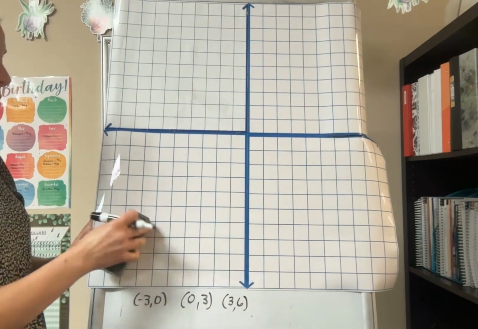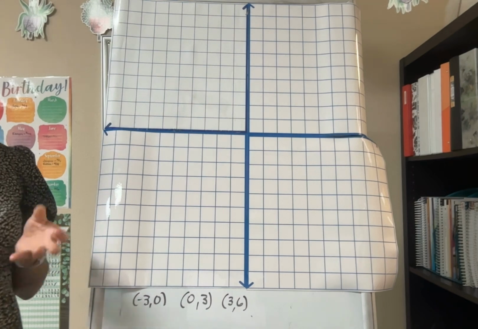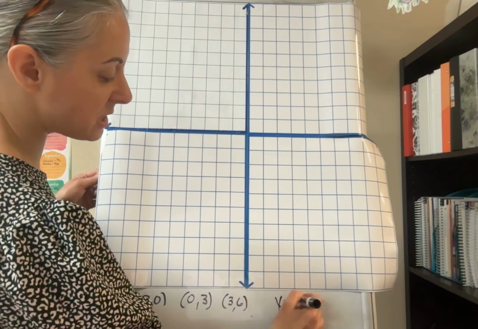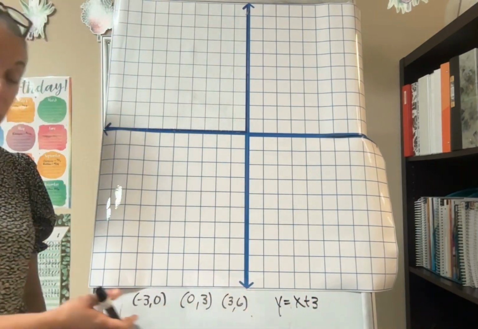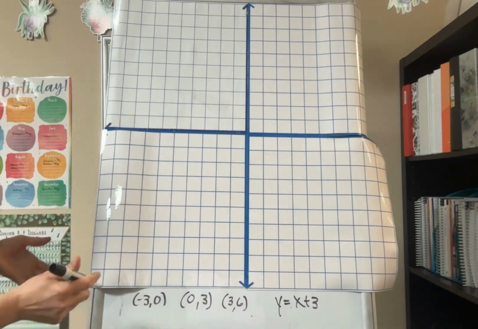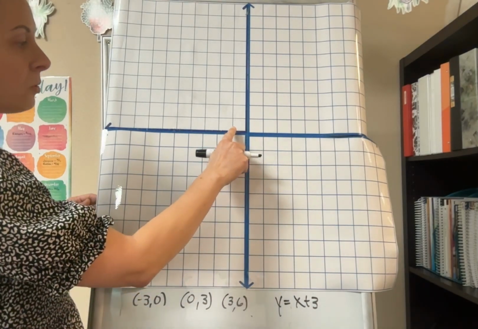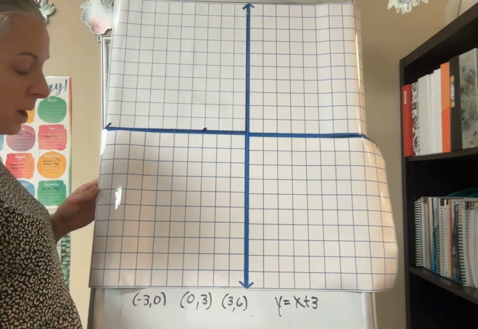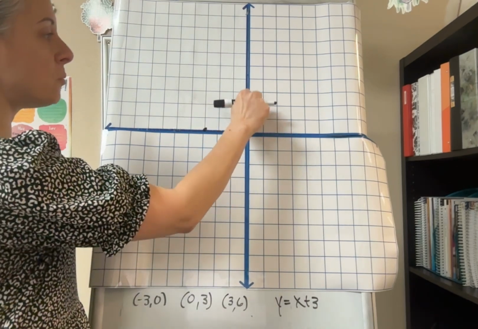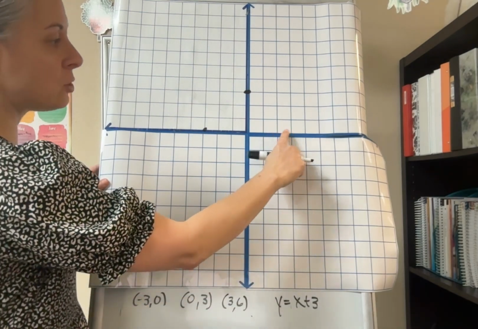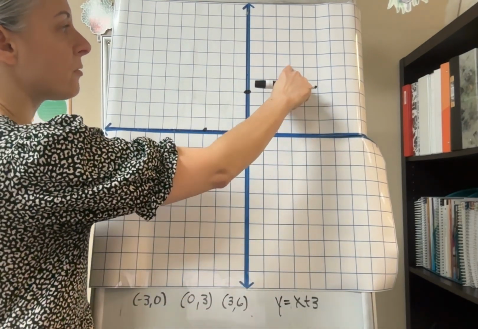Now, our instructions, though, just said graph the function. But we can't graph y equals x plus 3 without having some ordered pairs. So what we just did was make ordered pairs using input, function rule, and output. Now that we have ordered pairs, we can graph these. So -3, 0. We're going to go -1, -2, -3, 0. 0 on the x, 1, 2, positive 3 on the y. And then 3 and 6. 1, 2, positive 3. 1, 2, 3, 4, 5, 6.